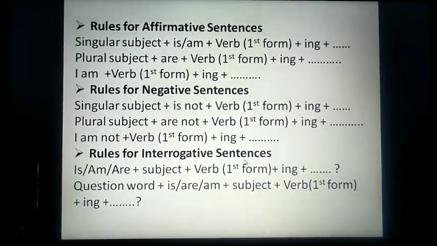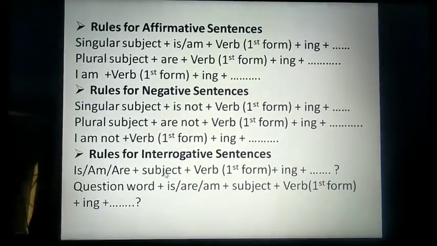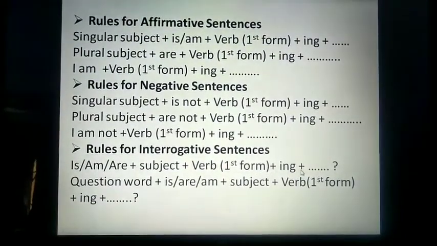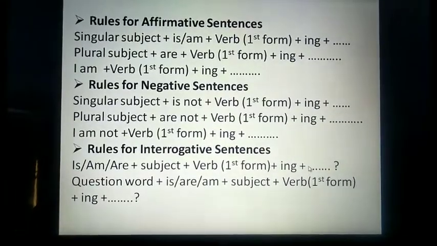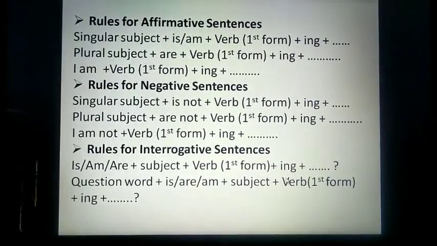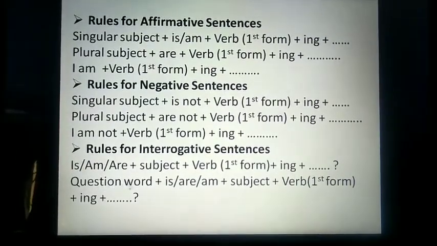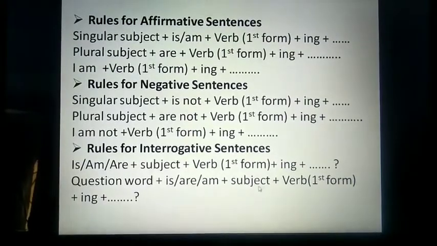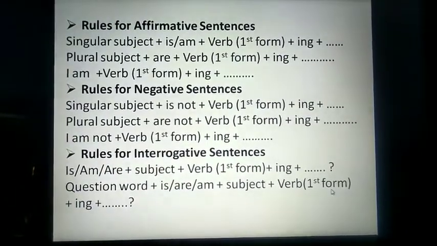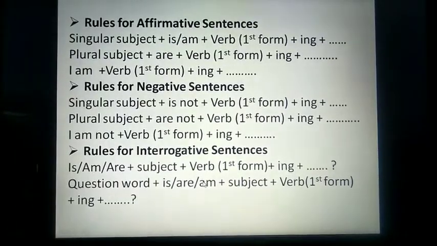Rules for interrogative sentences: is or am or are plus subject plus verb first form plus ing and followed by object. For example, is Reena cooking the food? Or it could be, are you not writing a letter? Another way of writing interrogative sentences is beginning with a question word followed by is or am plus subject plus first form of verb adding ing to it and object. Why was the camel not drinking water? This is an example. Another example is, which newspaper are you buying?